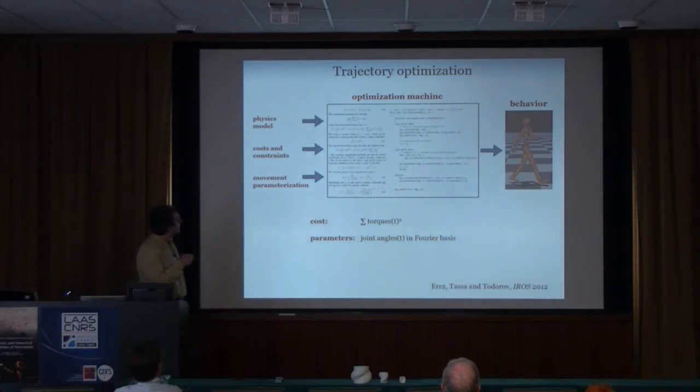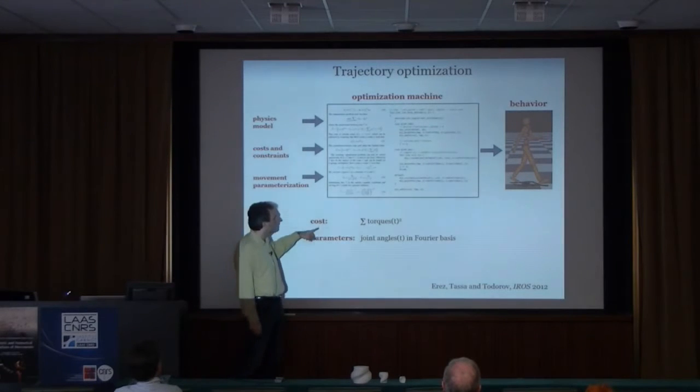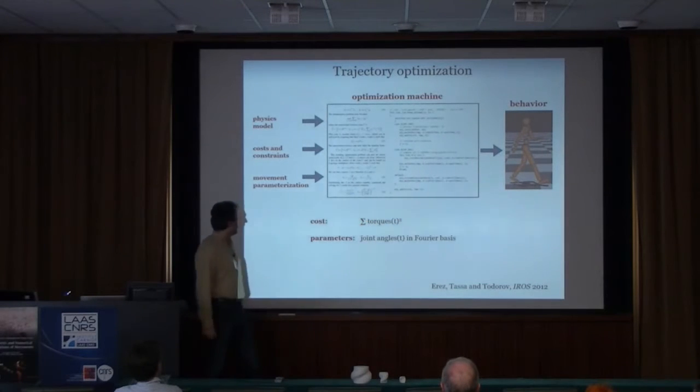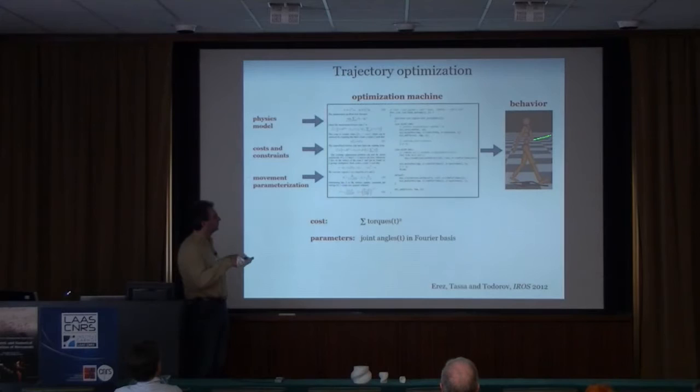So the inputs to it are a physics model, let's say this humanoid here. You have to put in some costs and constraints. In this case, for example, we're trying to model walking. So we're going to come up with a simple model of energy, which is torque squared, and we'll try to minimize this over time. And we're going to constrain the velocity of the torso. I want you to move forward at, say, 2 meters per second, while minimizing this.